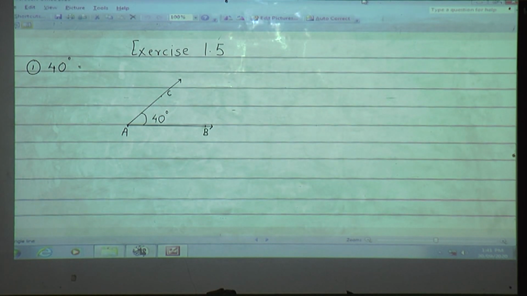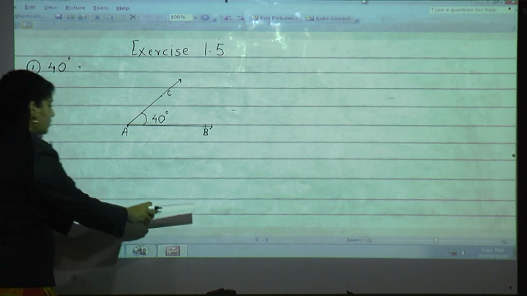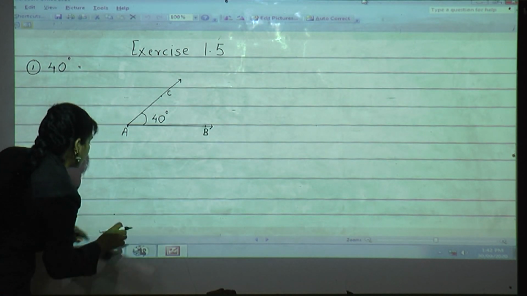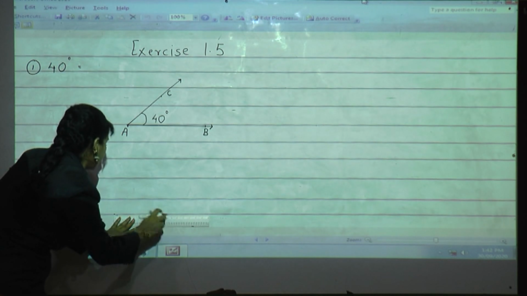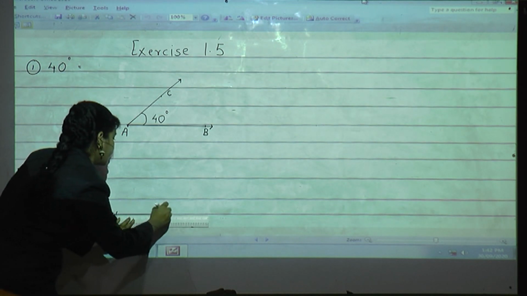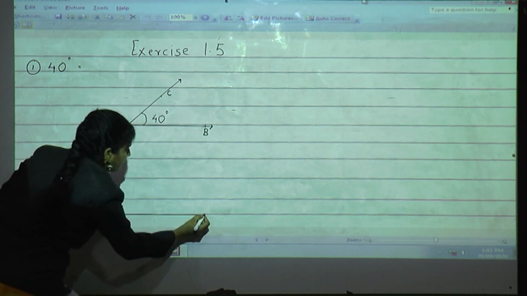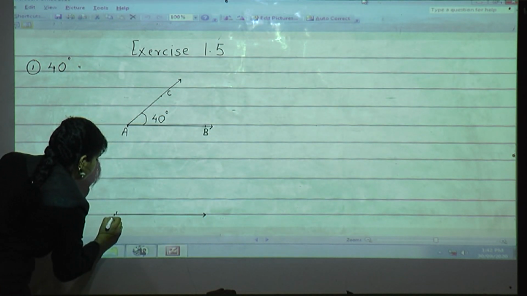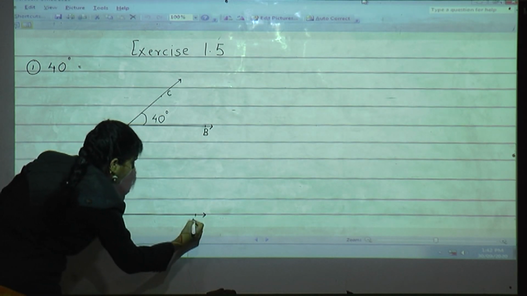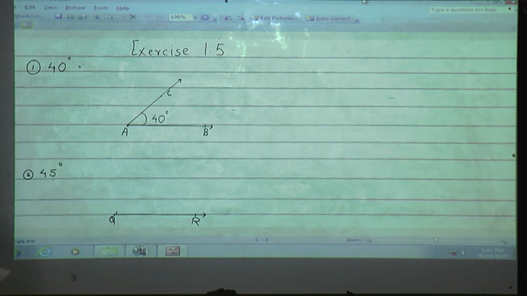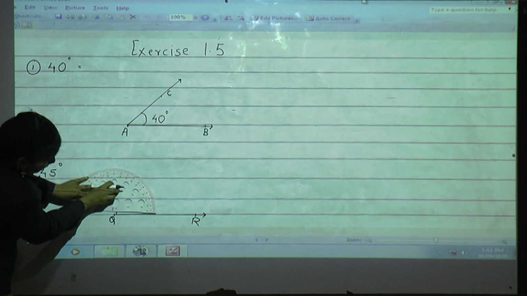So students, second example: 45 degree. You have to draw an angle of 45 degree. Again take your scale and draw one ray. Name it Q and R. Now take your protractor, place it on ray QR.